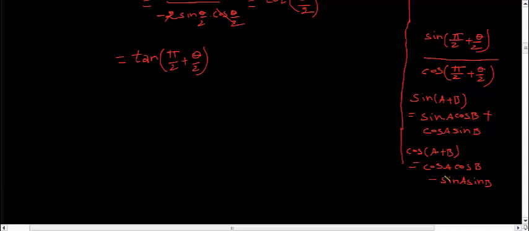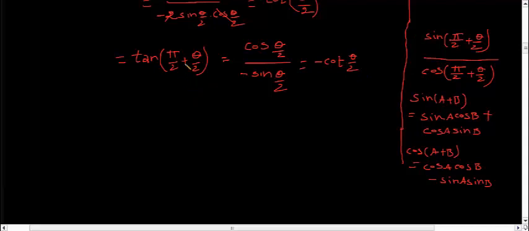A is equal to pi by 2 and b is equal to theta by 2. If you substitute a equal to pi by 2 and b equal to theta by 2 in this expression, sin of pi by 2 plus theta by 2 becomes cos theta by 2, and cos of pi by 2 plus theta by 2 becomes minus sin theta by 2. This is nothing but minus cot theta by 2.